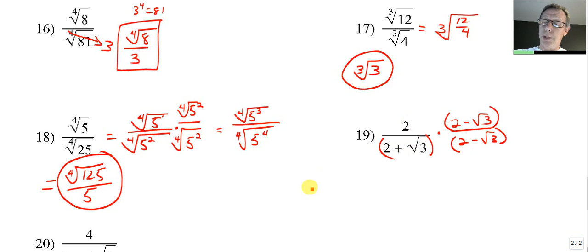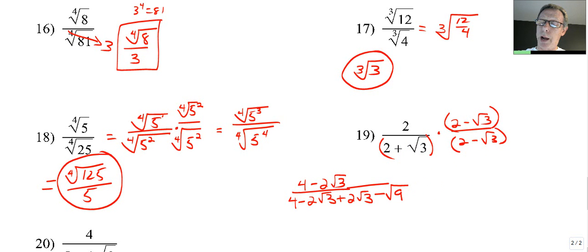So we'll use our multiplication methods. 2 times 2 is 4. 2 times a minus square root of 3 is minus 2 times the square root of 3. My denominator will be found by using the FOIL method. 2 times 2 is 4. 2 times a negative square root of 3. Now let's take this square root of 3 times 2. And lastly, we have a minus and a plus, so this last part will always be minus. And we have the square root of 3 times the square root of 3, which is the square root of 9.